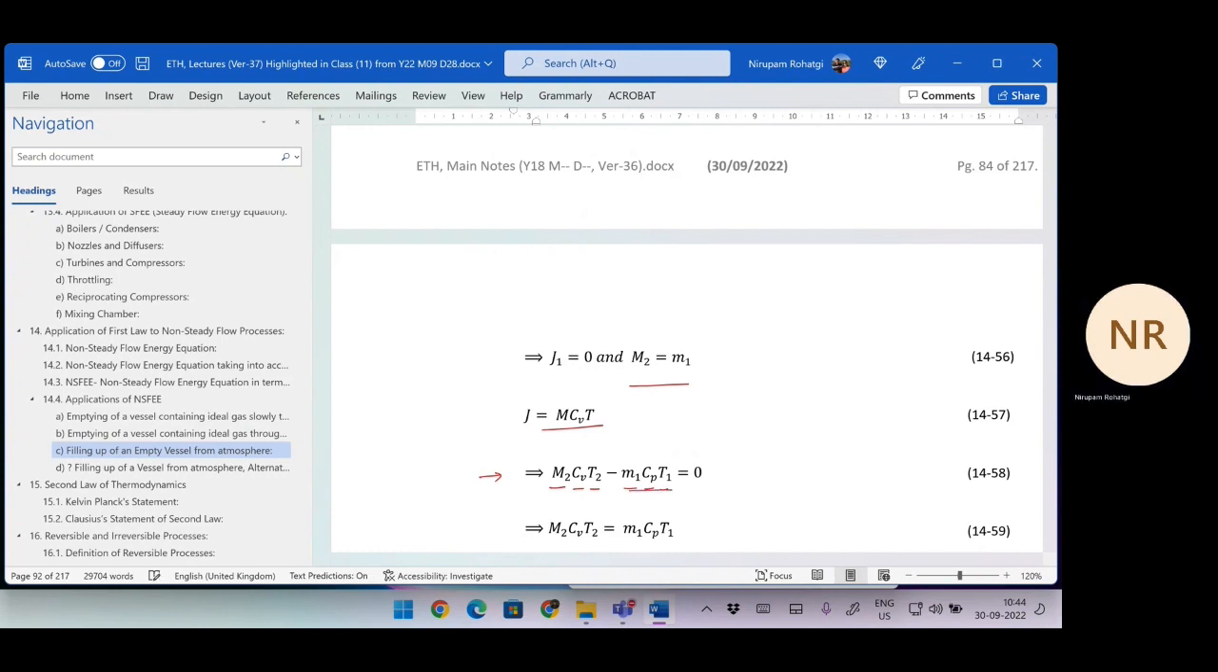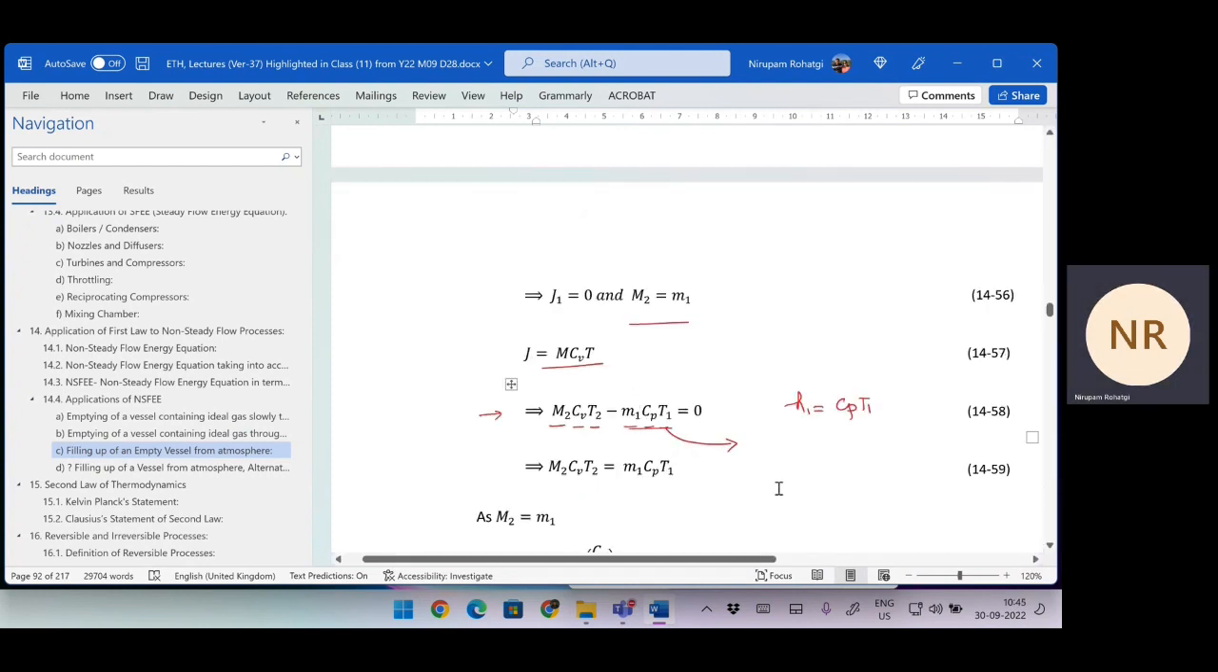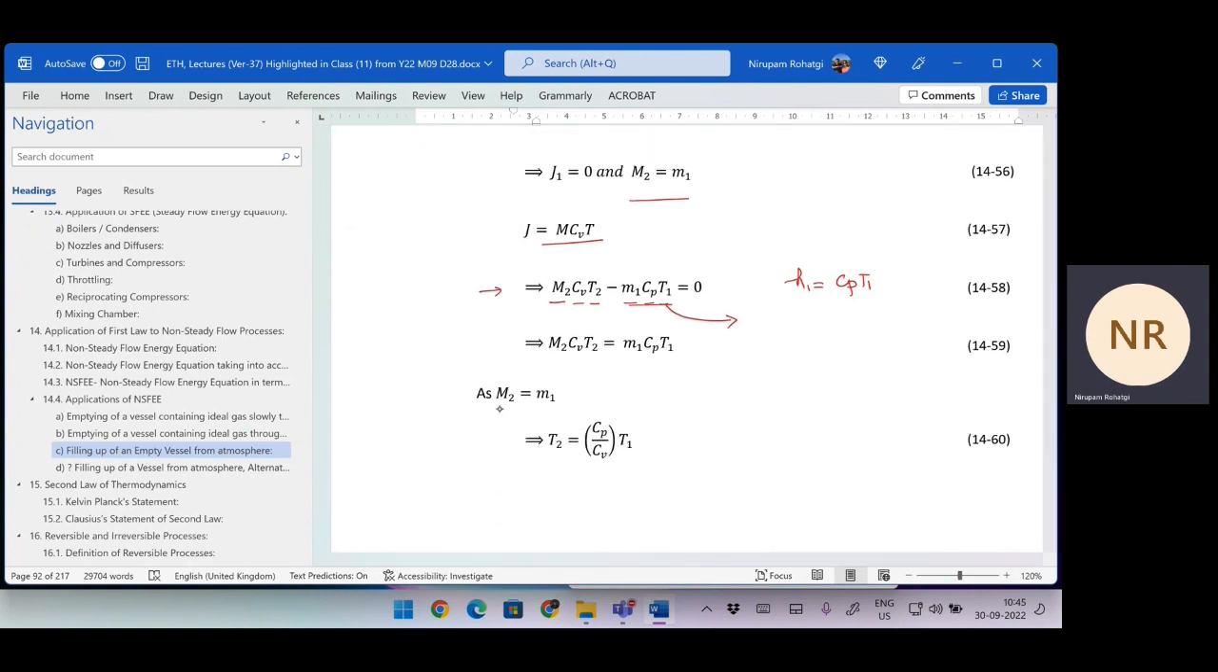M1 is the mass which is entering in. For H1 we have taken Cp T1, so H1 is equal to Cp T1. And T1 is the temperature at which it is entering in. On the left side you get M2 Cv into T2. Now you'll find that M2 is equal to M1 because the vessel is empty in the beginning. If that is the case, you will get T2 equal to this much.